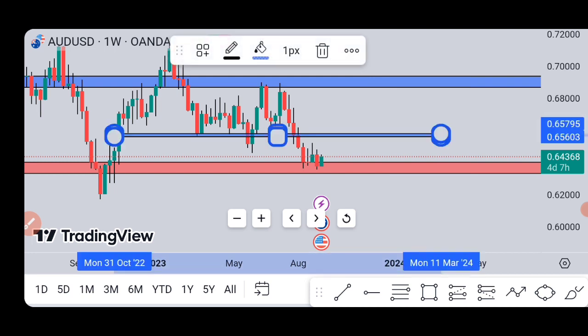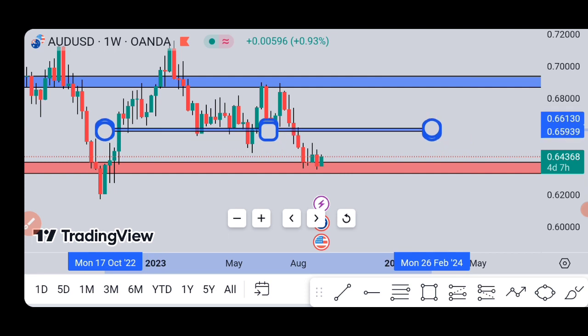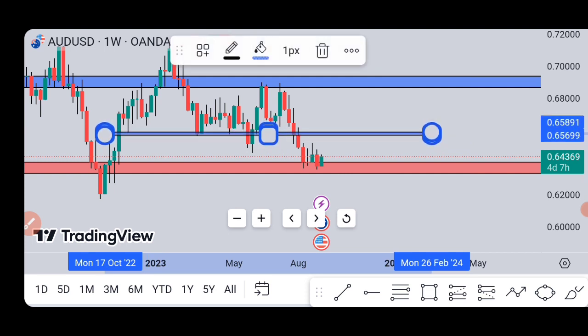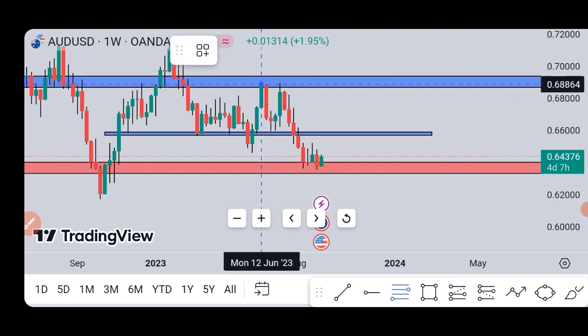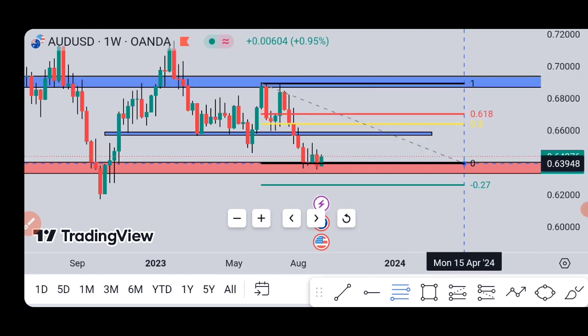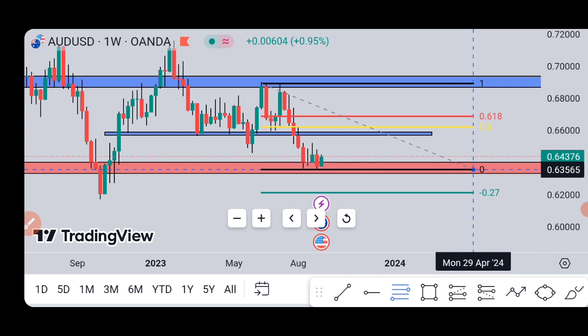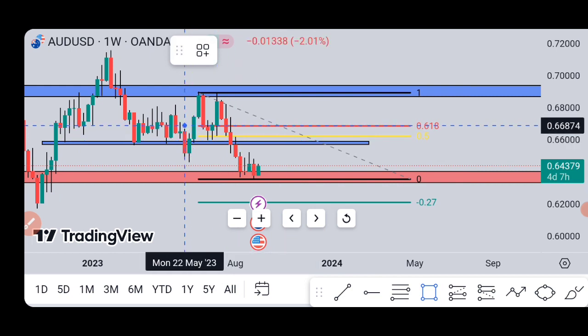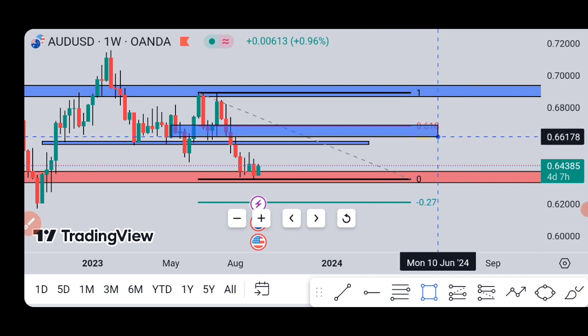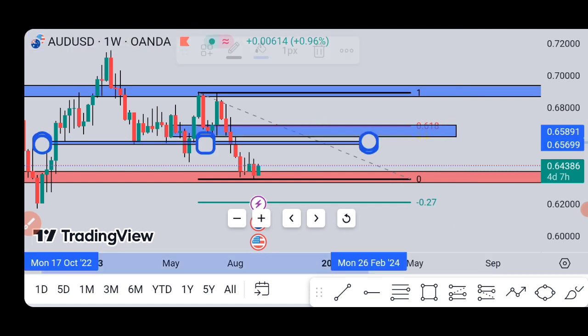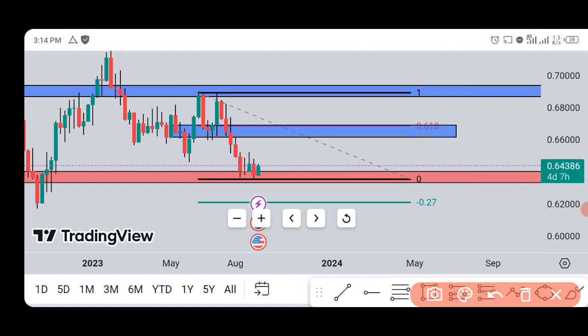Now this is our minor resistance. These are minor resistances. So if I were to draw my Fibonacci from the weekly impulse, which is from here down to this zone, now this is where we get our 50% retracement level. So this simply means that according to Fibonacci, we need to see a push up to this zone, guys.